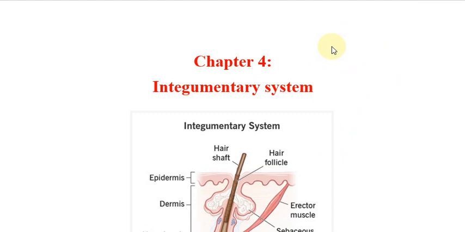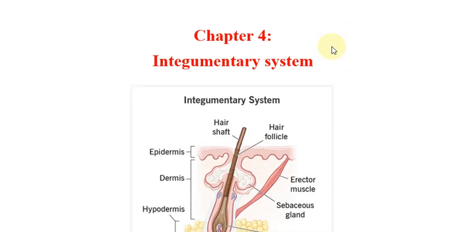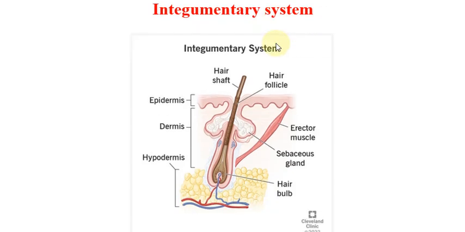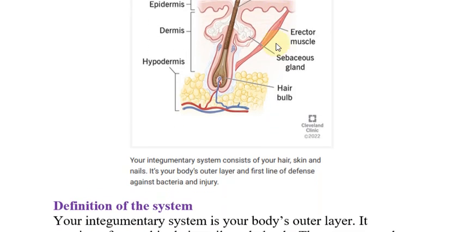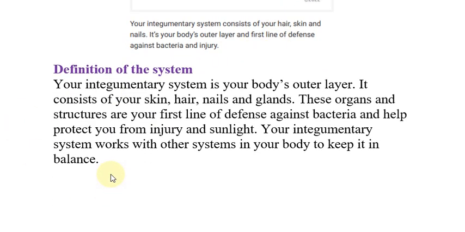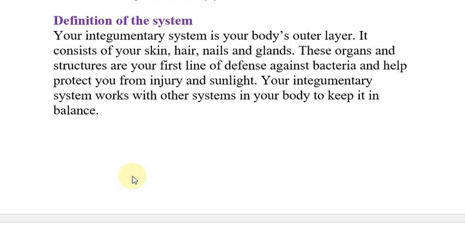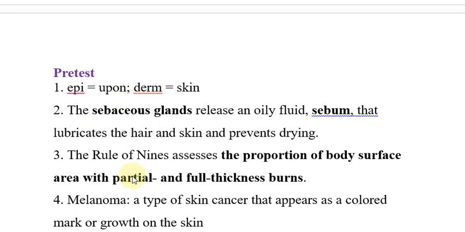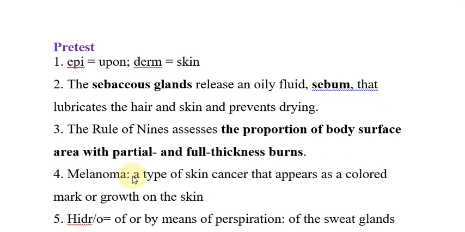Now here again we have a short picture for the integumentary system from the Cleveland Clinic. Here is the definition. You can work on it. Now, for the pretest, I have some notes here. Epi means upon, and derm or dermis means skin, like dermatologist. Dermatologist is the person who works on the skin, a doctor.